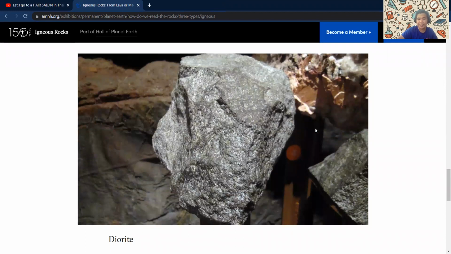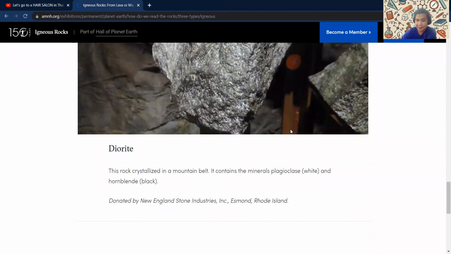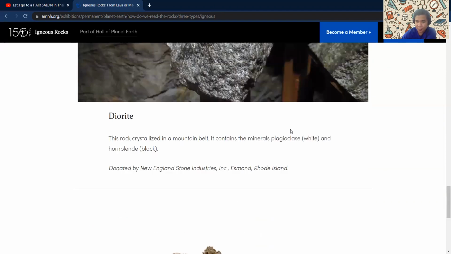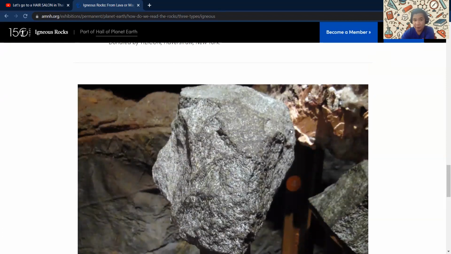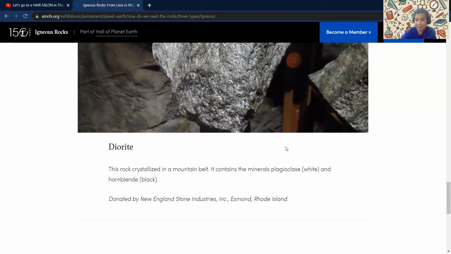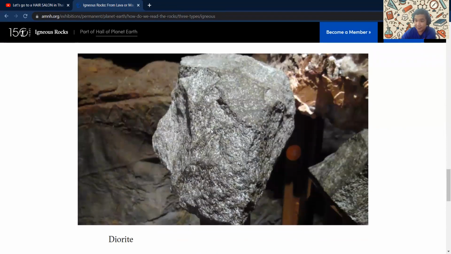Diorite. Okay, this type of rock is called a diorite. It's gray and white, and some parts are black. So where do you think diorite is formed? This rock crystallized in a mountain belt. It contains the minerals plagioclase, white, and hornblende, black. This is also another example of an intrusive igneous rock.